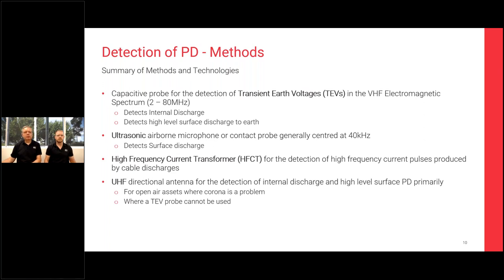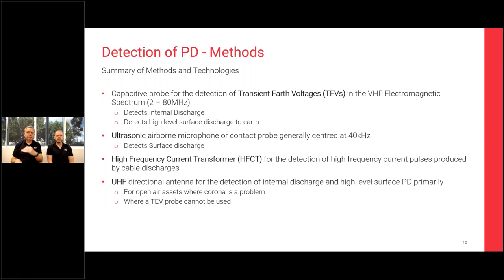We also now deploy two more types of sensors. The high frequency current transformers are very, very good for detection of the high frequency pulses produced in cables. And if we can place them around the earth strap of a cable termination, we can look right down the cable, and we've got case studies to show that. We can also use that for more localization and as an additional sensor into trying to figure out what exactly is happening. And the fourth one now used is a directional antenna working in the UHF range.